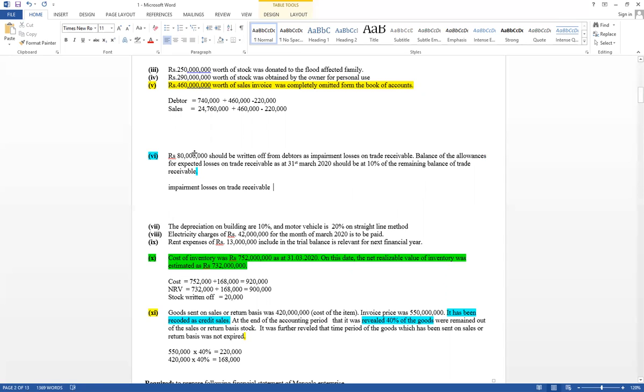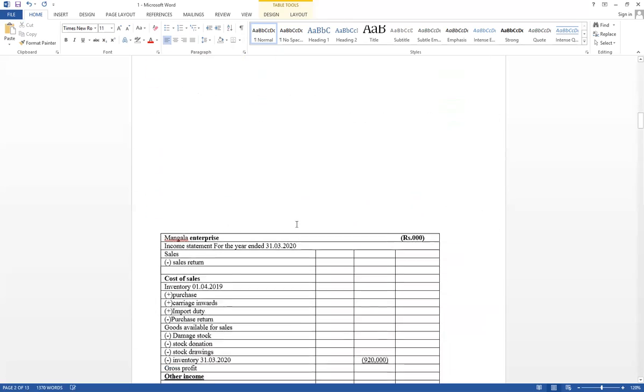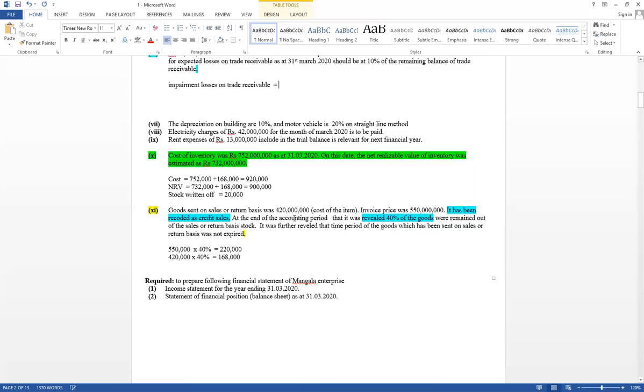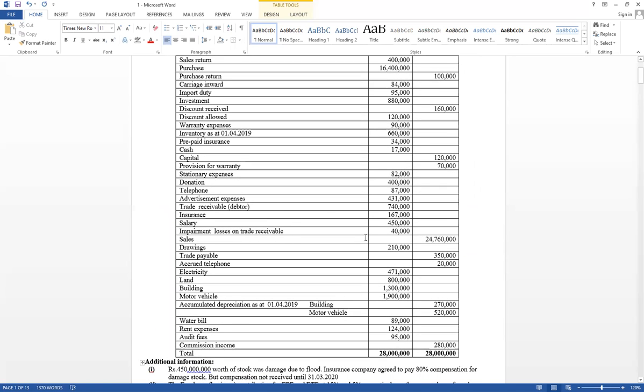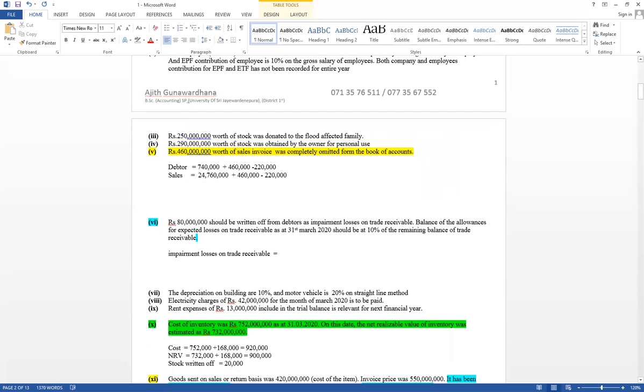Trial balance also given balance. Therefore, this value is not recorded yet. Therefore, this value, debtors account credit, bad debts account debit. Therefore, this 80,000 should be deducted from debtor as well as added to the impairment loss. If it has given in the trial balance, that value also should be considered. Impairment loss on trade receivable, it has given 40,000 balance. This value is already recorded. Debtors account credit, bad debts account debited. Therefore, 40,000 opening balance in the trial balance, and 80,000 added also.